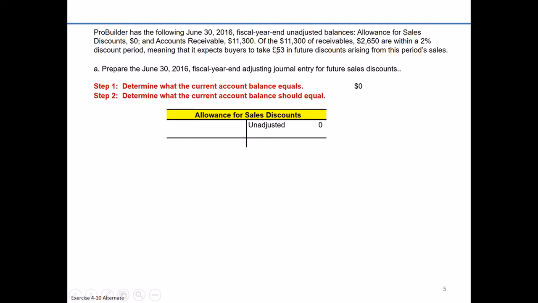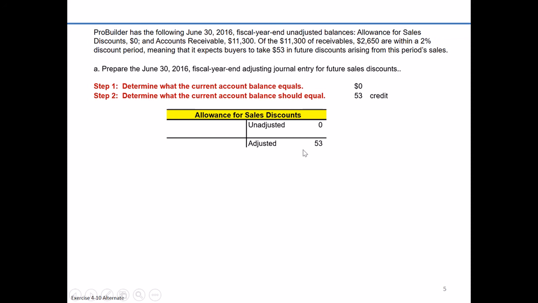If we read through the scenario, of the $11,300 in accounts receivable, 2,650 of it are within the 2% discount period. So that's the amount that customers could potentially take advantage of the 2% discount. Meaning if we take 2,650 times 2%, our expectation perhaps is that maybe $53 in future discounts arising from this past period's sales could be taken advantage of. So that's what we want the balance to be, a $53 credit.